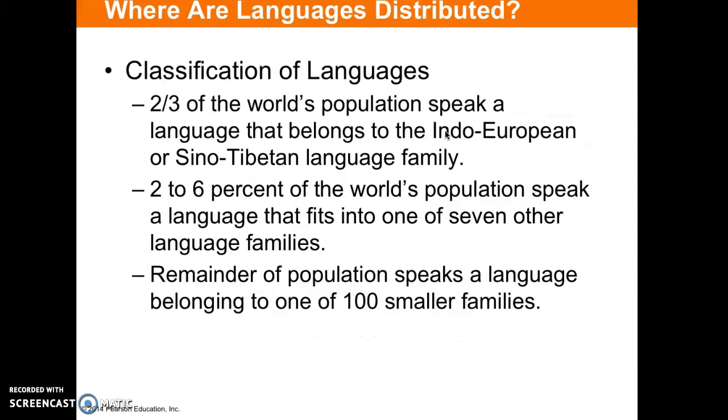Two-thirds of the world's population speak a language that belongs to the Indo-European or the Sino-Tibetan language family. So these are the two largest language families, and we spent some time making a language tree with the Indo-European family today. About 2 to 6% of the world's population speak a language that fits into one of the 7 other language families. And then the remainder of the world's population speaks a language that belongs to one of 100 small language families.